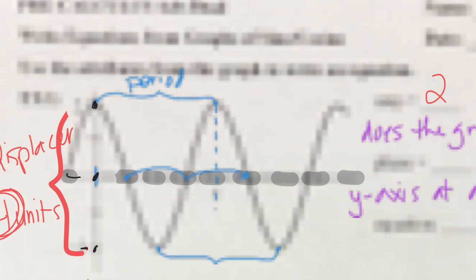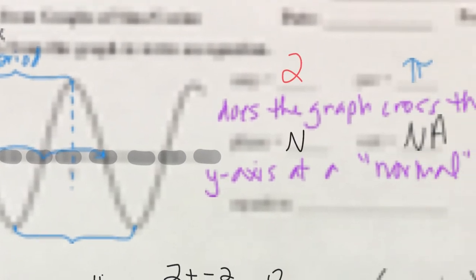Cosine crosses at a max if it's positive. Cosine crosses at a minimum if it's a negative cosine. And sine always starts at the origin, or (0, 0), or wherever it crosses the midline. So is this a normal place? Yes, this is a normal place. It's starting at a maximum, so there is no phase shift because it crosses the y-axis at a normal place.